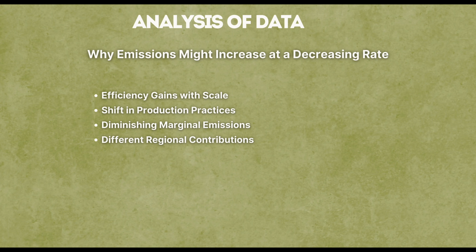So here's our analysis of why emissions might increase at a decreasing rate, using beef as an example. So firstly, efficiency gains with scale. Larger scale beef production systems tend to optimize resources, reducing emissions per unit of production. For example, improved feed efficiency or digestion management reduces methane emissions.